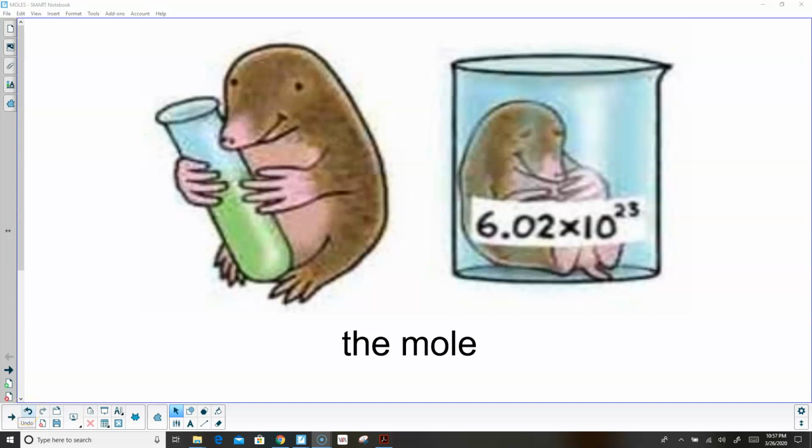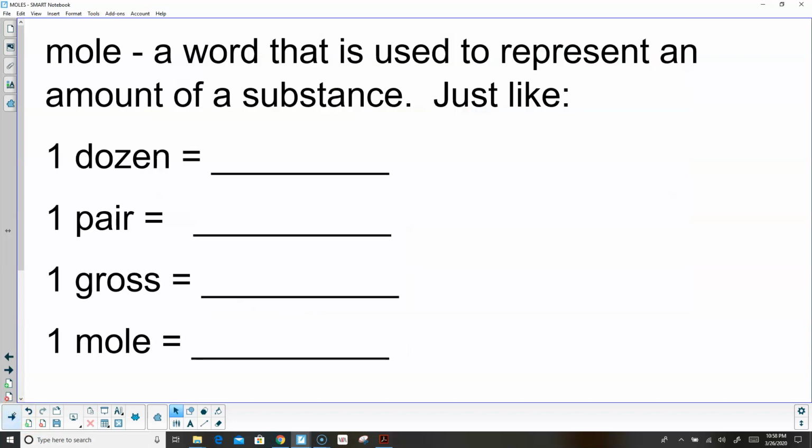Okay, in this lesson, I'm going to teach you about the mole. It's kind of an important concept in chemistry. And here we go. The first thing you need to be aware of is that a mole is a word that is used to represent an amount of substance. So it's just a word that represents a number.